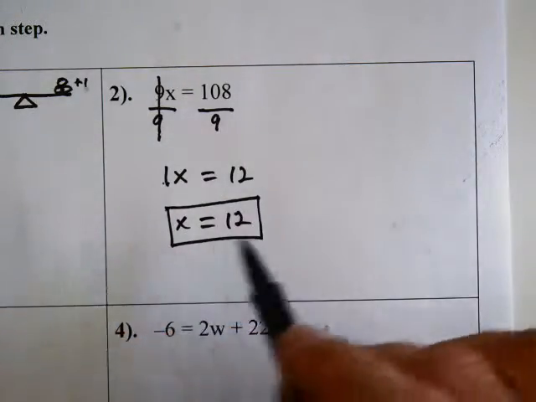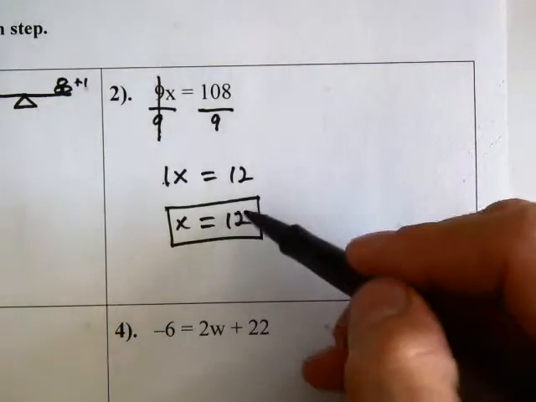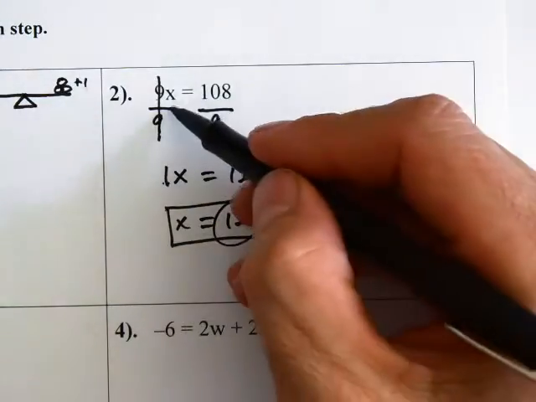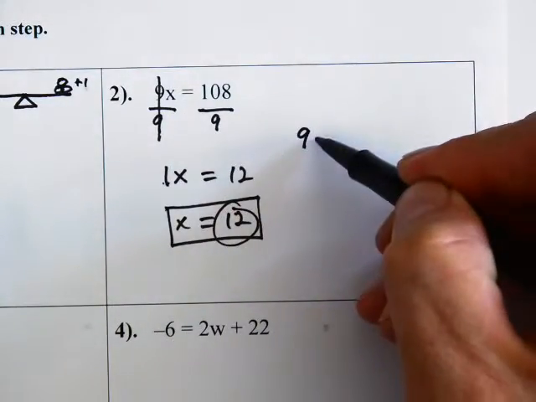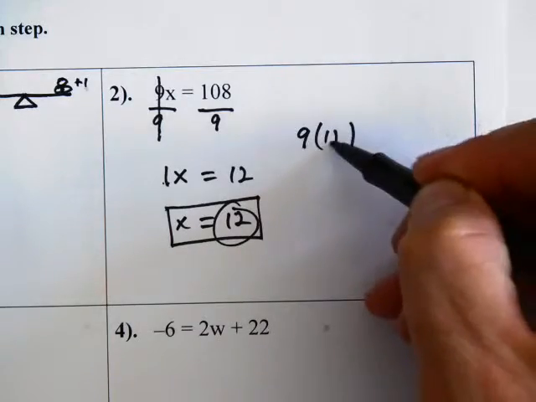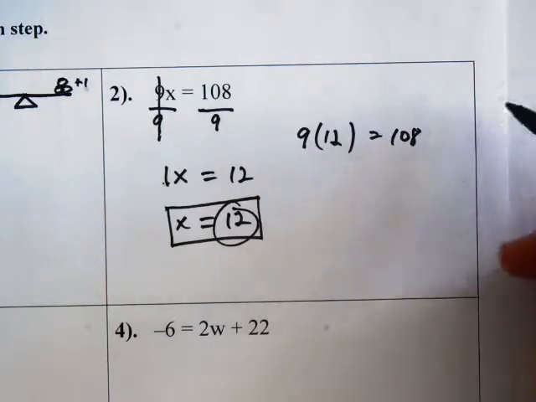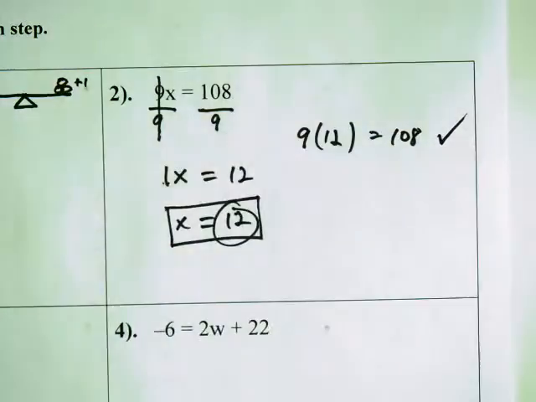Now, I didn't do it on the last one, but you can on this. You can double check your answer by taking this 12 and plugging it back in for x. So let me go ahead and do that. 9 times 12 is, in fact, 108. Check. It equals what it should.